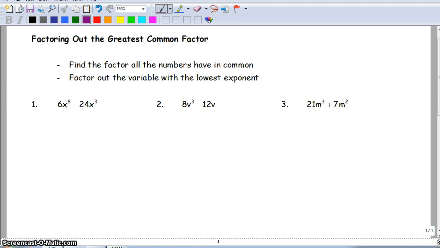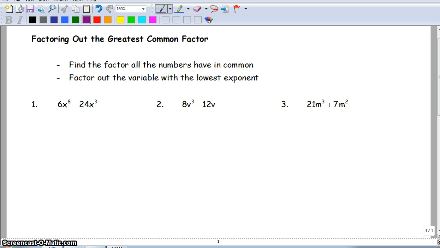This is help factoring out the greatest common factor. When you're doing problems like this, you want to look for two things. First, find the factor all of the numbers have in common. Then find the factor all the variables have in common, which is the variable that has the lowest exponent.